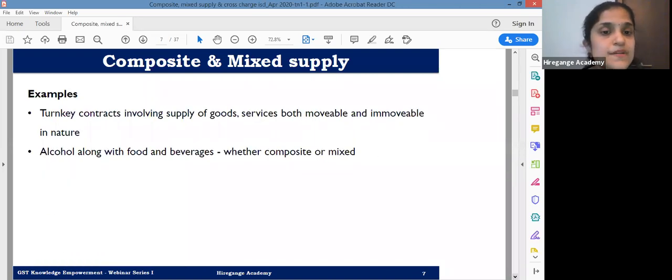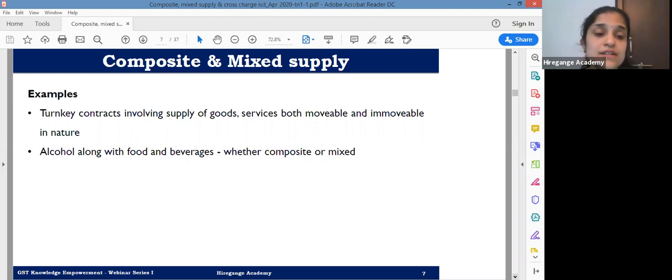Next. What if there are some turnkey contracts wherein it involves supply of goods and services, both movable and immovable in nature? Therein what happens is that we need to see again what is the intention of the parties. Is it that by installing and the delivery it is being handed over as an immovable property? Whether it will fall into a works contract, accordingly we need to treat it for tax.